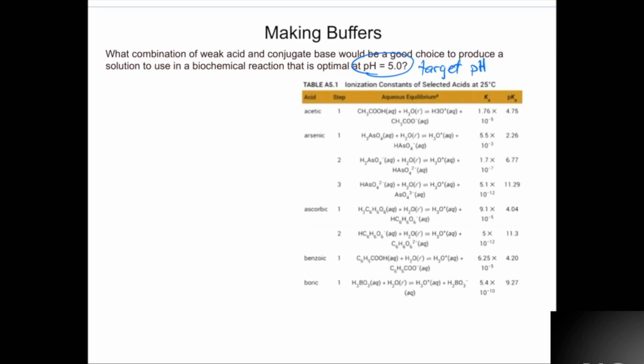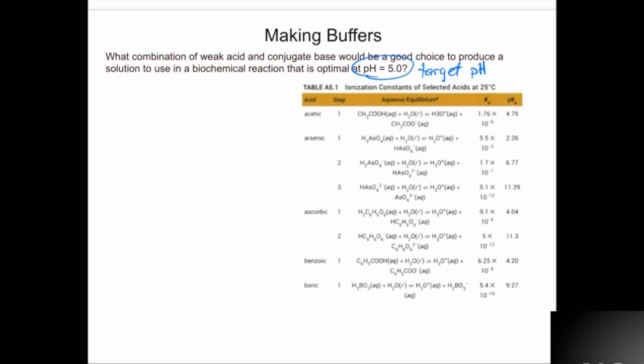And we need to come up with an acid conjugate base system that buffers very, very close to that target pH. So here's a list of different acids, and you're shown what the equilibrium is, if you can read that, and you're shown what the Ka is, and the pKa. So out of all this information, what do you want to look for to choose the right weak acid and conjugate base to make up a buffer system that will buffer close to pH 5? What are you looking for?